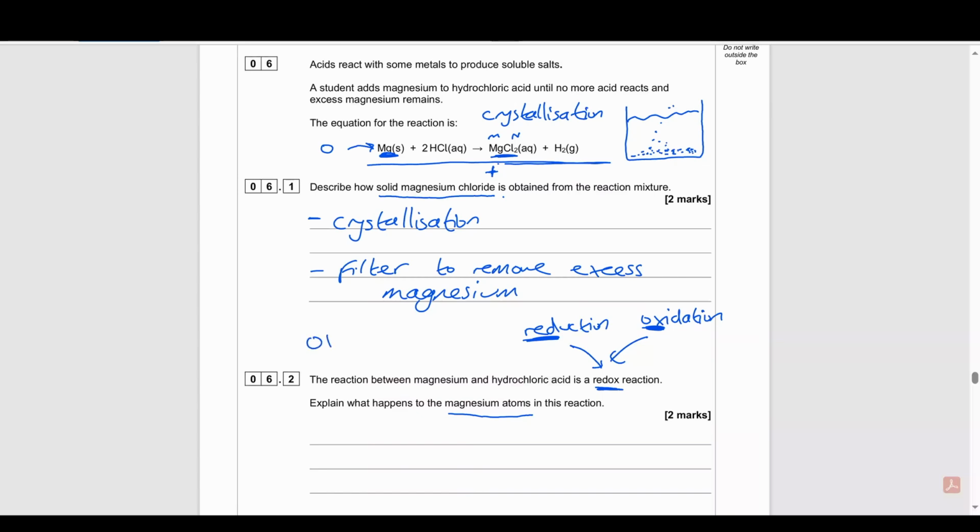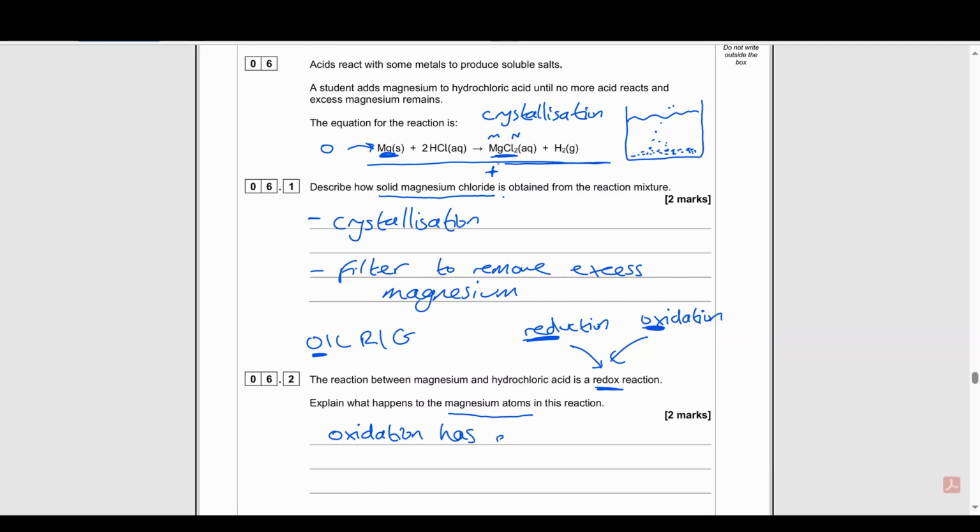So if it's positive, that must mean that it's lost electrons to become positive. So again, using the OIL RIG mnemonic, that must mean that oxidation has taken place. So we can say that oxidation has occurred to the magnesium atoms.